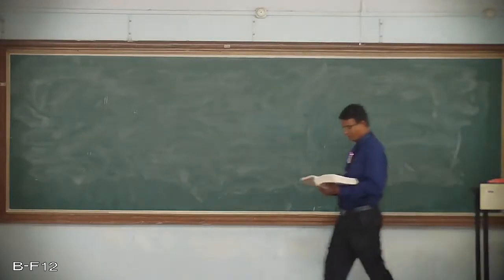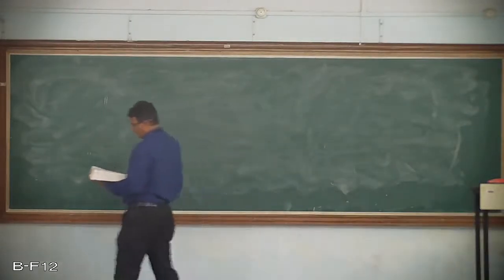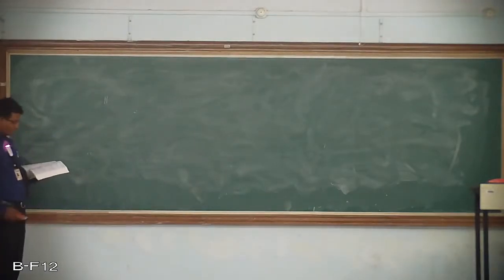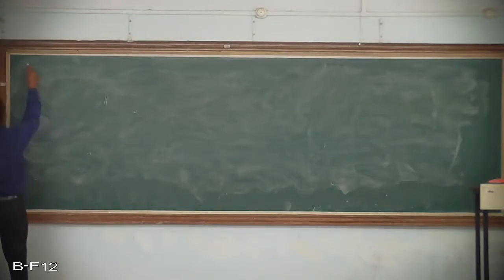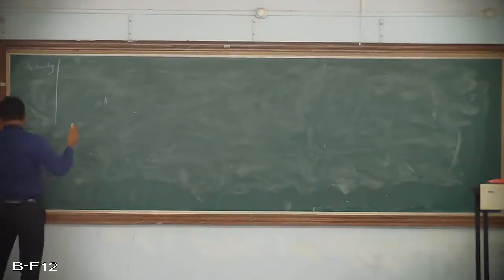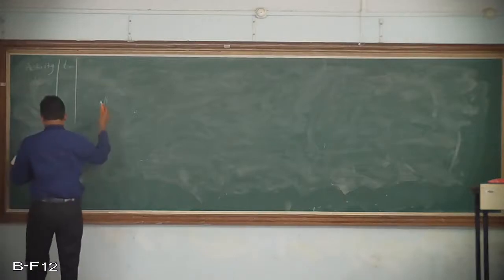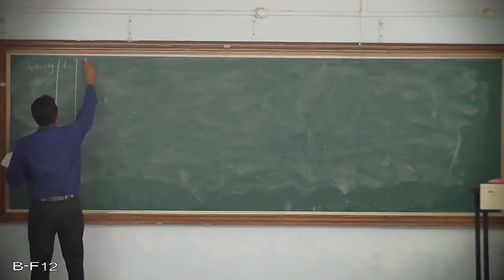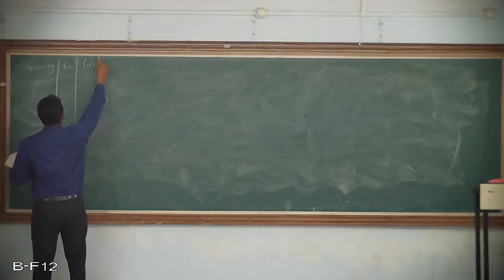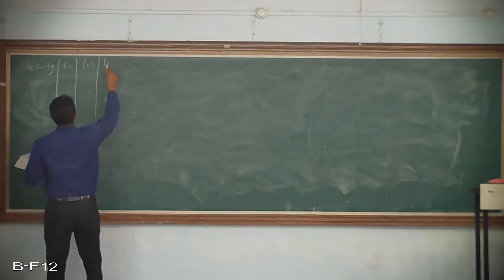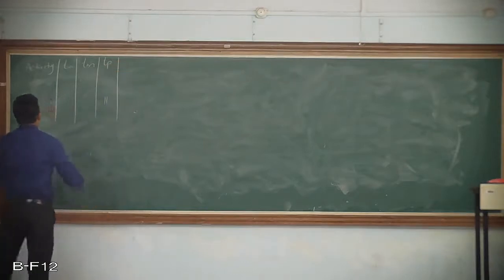Okay, I'll just write down the problem. The time estimates in weeks for the activities of a PERT network are given below. So activity, then optimistic time, then most likely time, that is mean time, and TP, that is pessimistic time, is given.